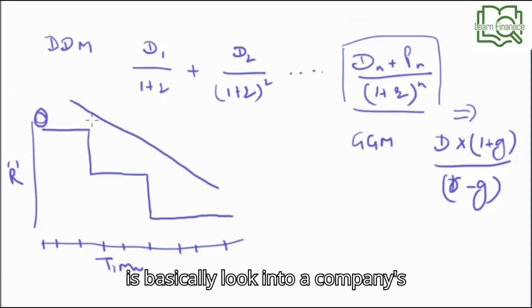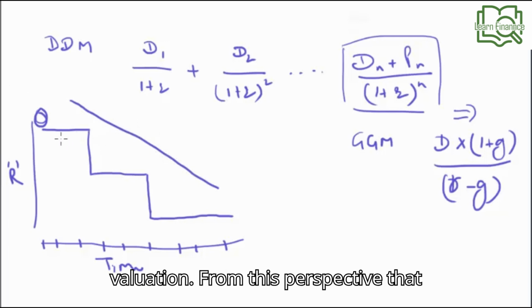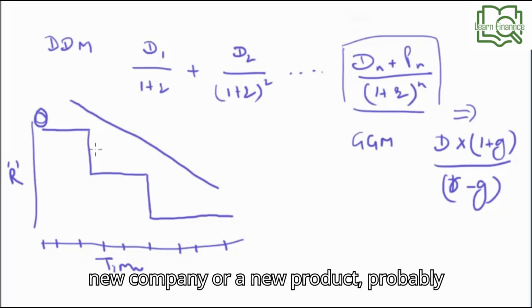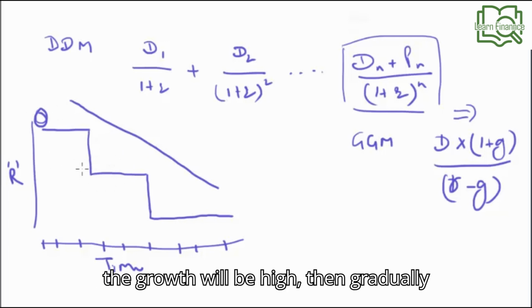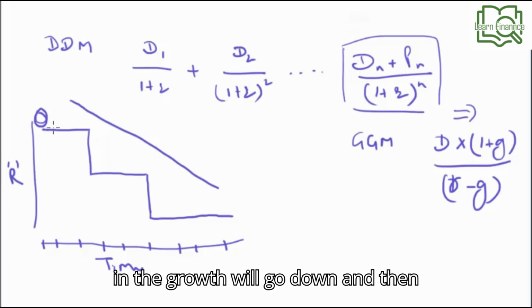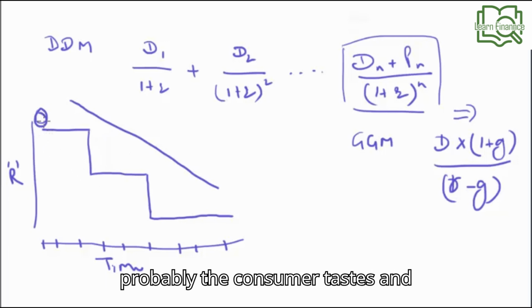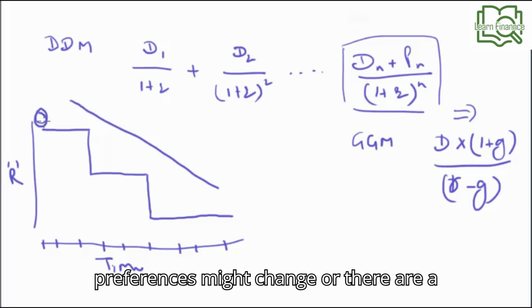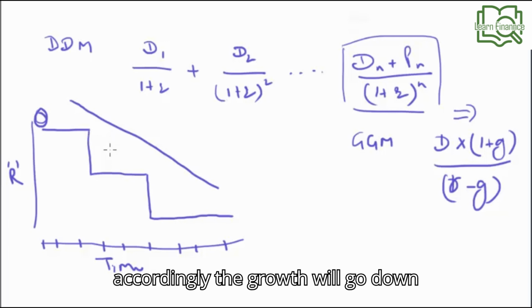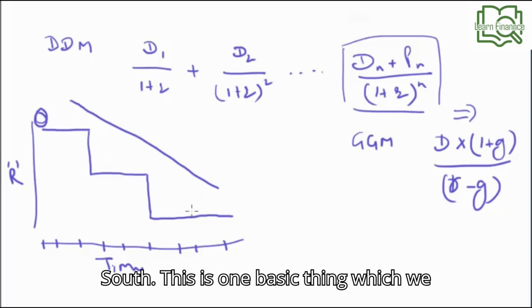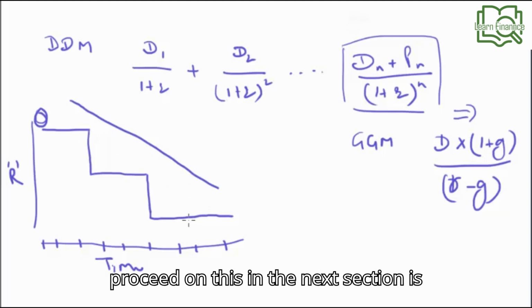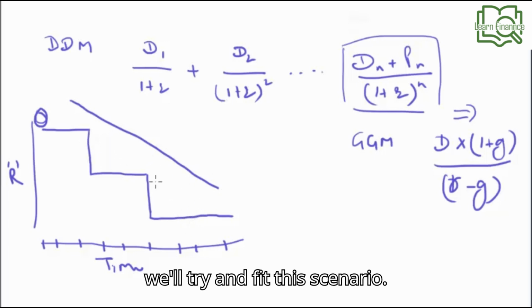So what we need to do is look into a company's valuation from this perspective, that growth will not be constant. If it is a new company or a new product, probably the growth will be high. Then gradually more competitors will enter. The growth will go down, and then probably consumer tastes and preferences might change, or there are a lot of other competitors in the market and it will go down further, and accordingly, the growth will go down. This is one basic thing which we need to keep in mind before we proceed. In the next section we'll try and fit this scenario.